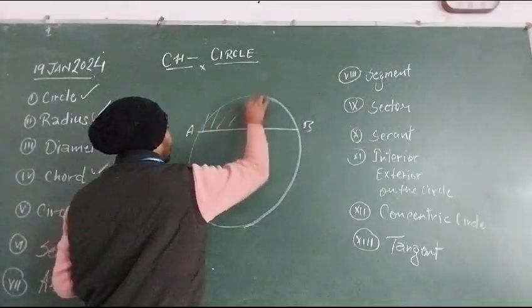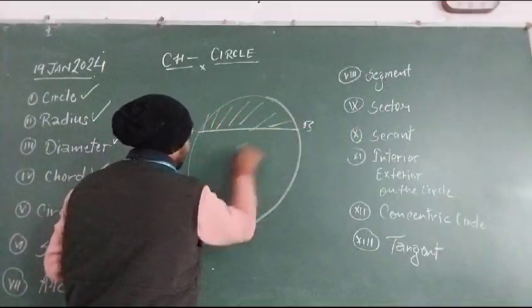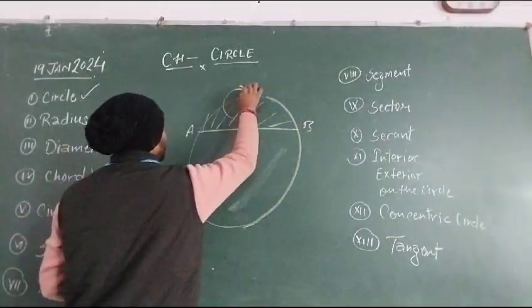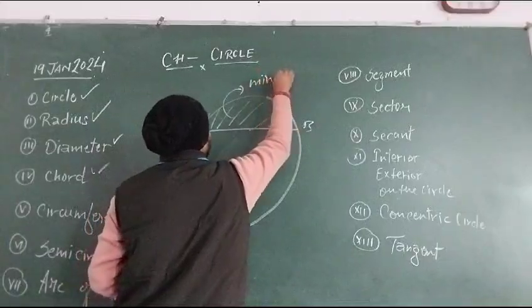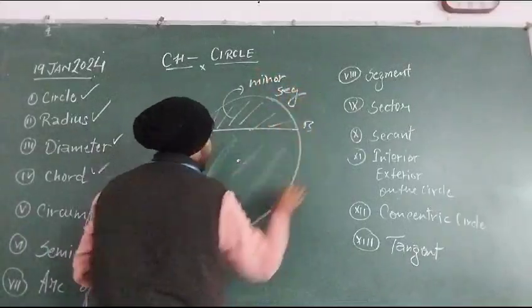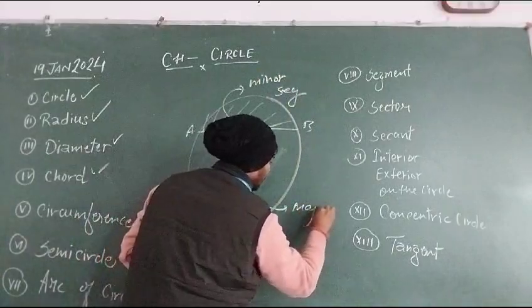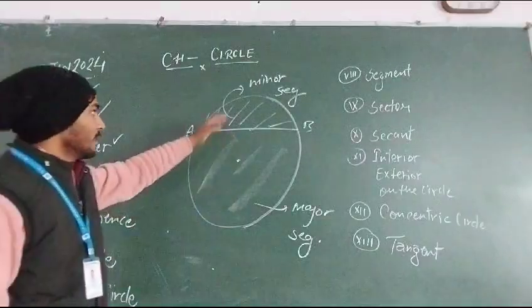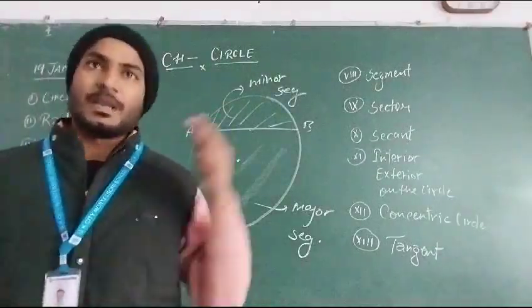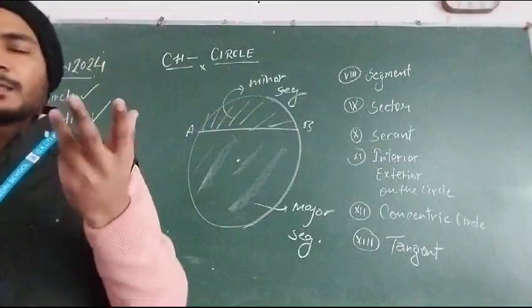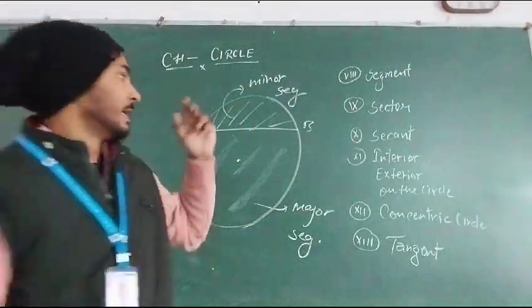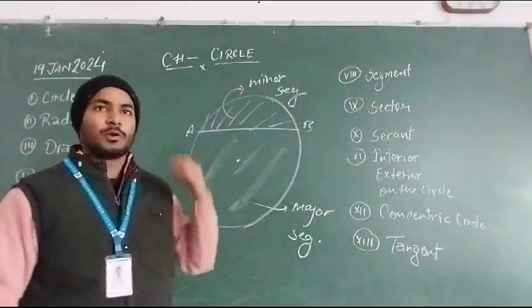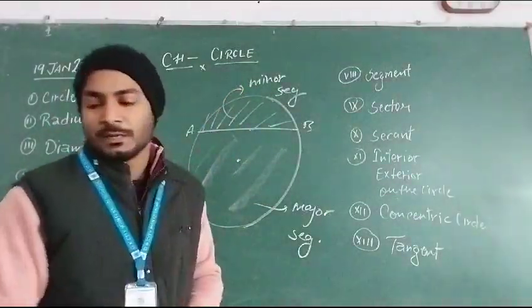What are they called? This and this complete is called the segment of the circle. So this is called the minor segment and this is called the major segment. So these are the segments of the circle. A chord divides a circle into two parts, not equal. It could be equal in two parts. So the first smaller part is called the minor segment and the greater part, or the bigger part, is called the major segment of the circle.